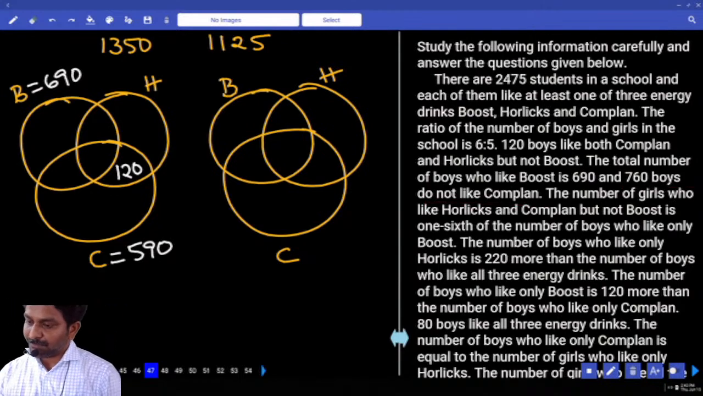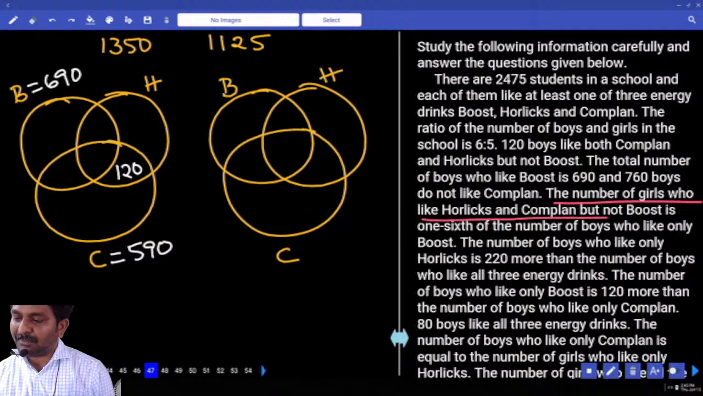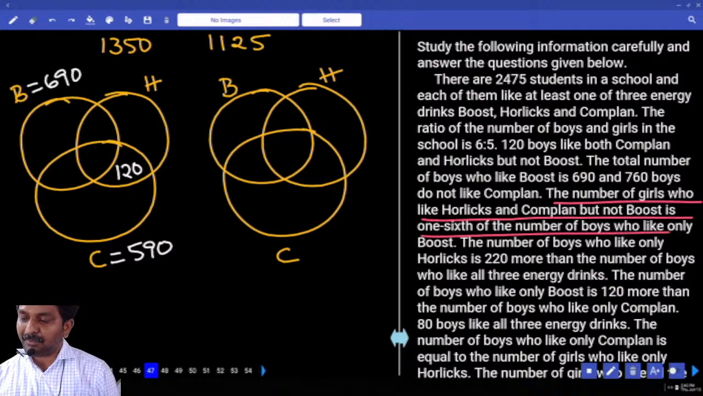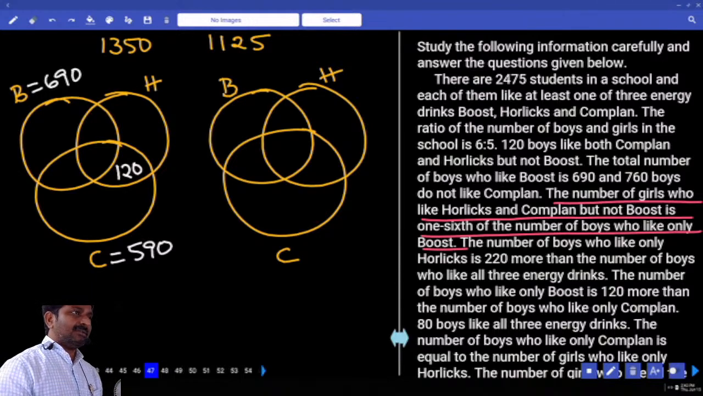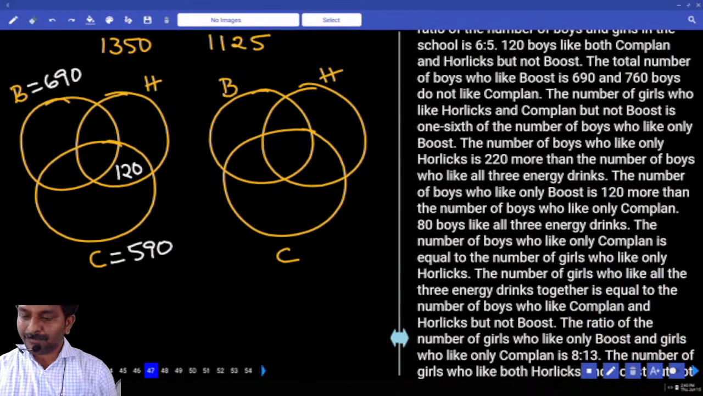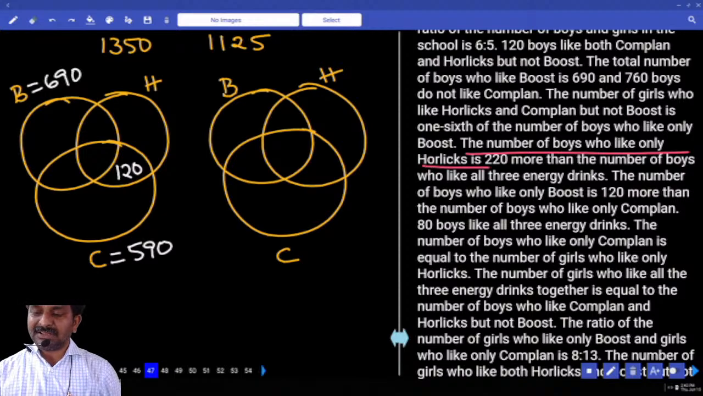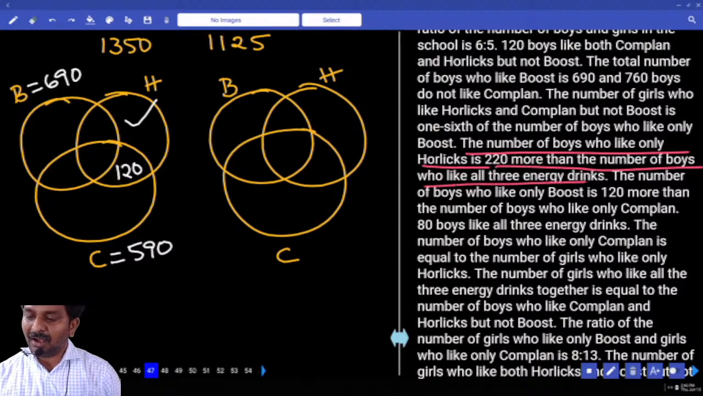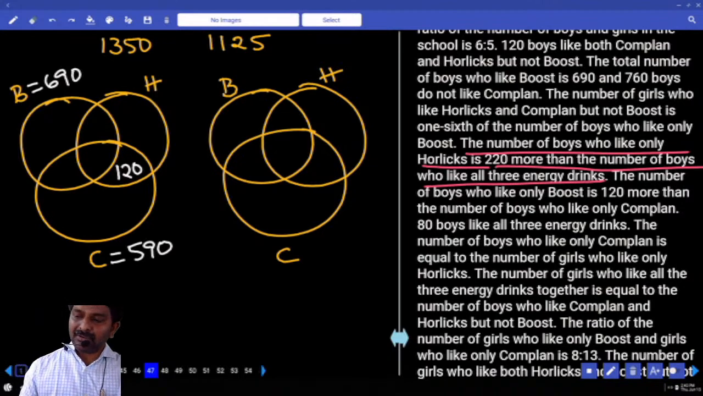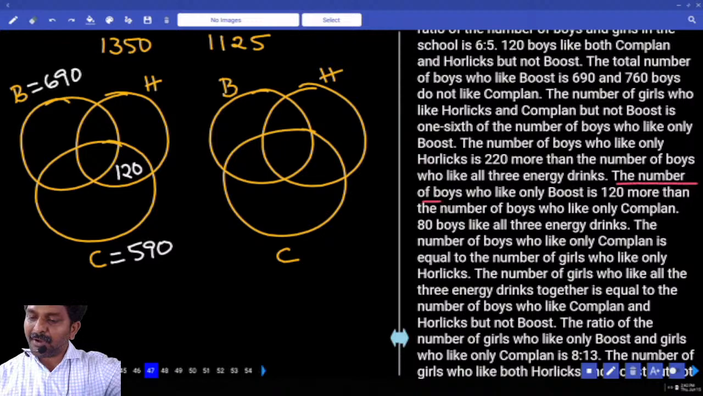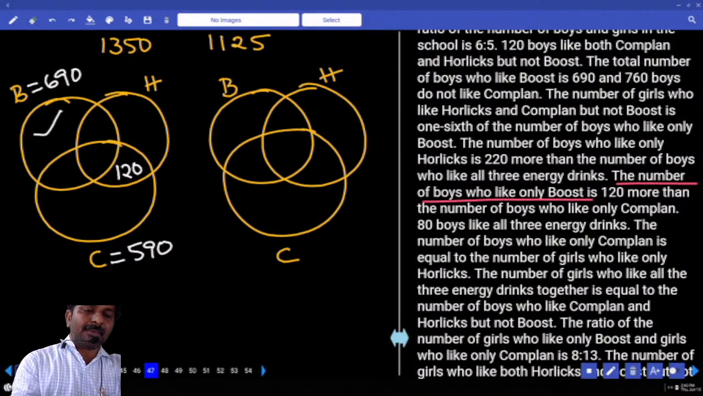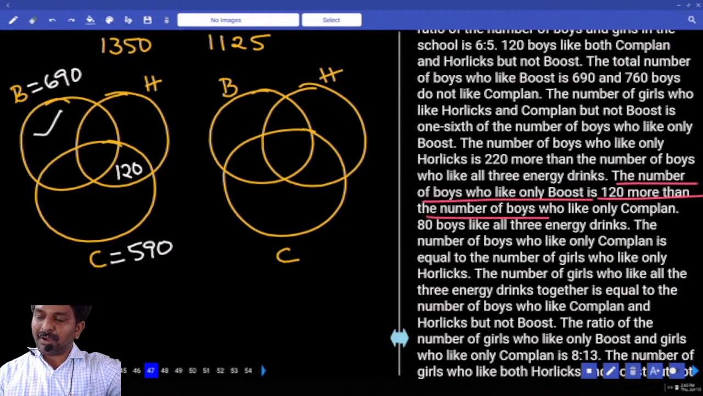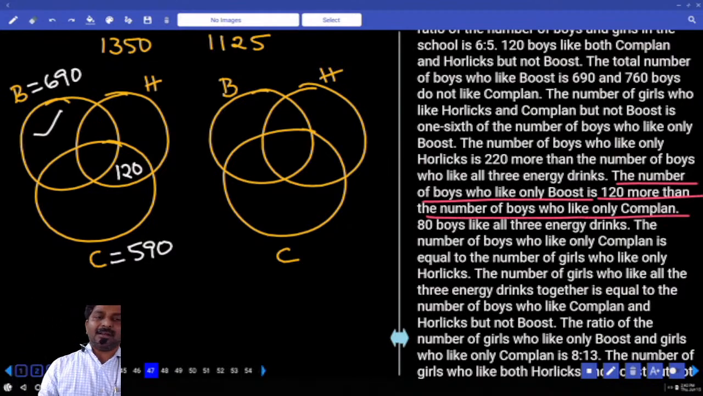Continue. Number of girls who like Horlicks and Complan but not Boost is 1/6 of number of boys who like only Boost. Do you have only Boost data? No. We'll consider that later. But remember, the number of boys who like only Horlicks, tick mark, is 220 more than number of boys who like all 3 energy drinks. Do you have the data? No. Leave it. We'll consider later. The number of boys who like only Boost, tick mark, is 120 more than number of boys who like only Complan. Only Complan, do you have it? No.